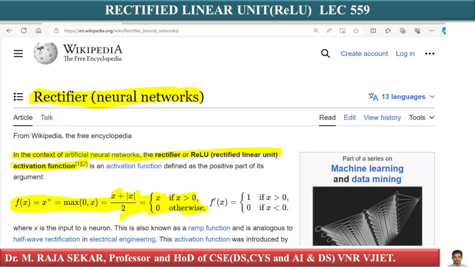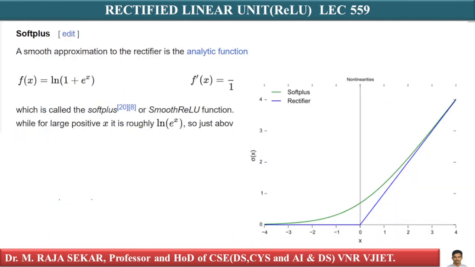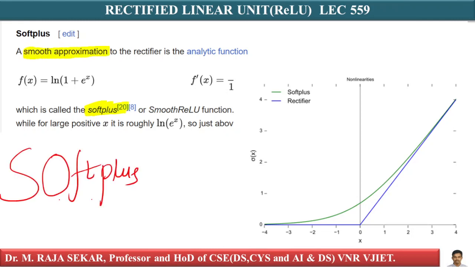There is something called a smooth approximation to ReLU, isn't it? What is that smooth approximation to ReLU? This is how the ReLU function looks. Just see the ReLU function here. This one is the ReLU function. Anybody can understand this particular graph. Yes, this one is ReLU. And what is this? This is softplus, which is the smooth approximation to ReLU.